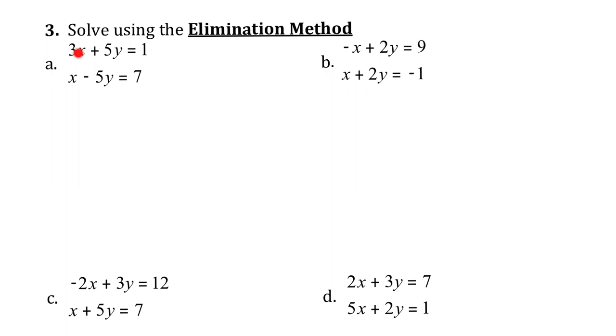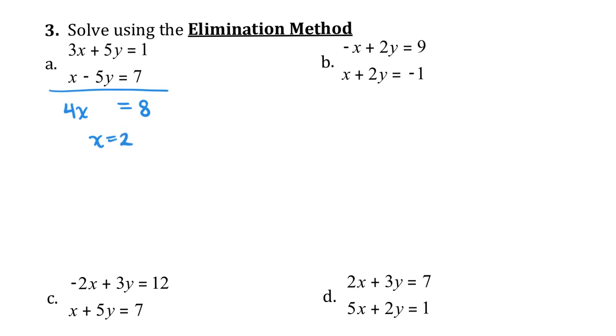So if I add down here, 3x and x don't cancel. If I add down here, 5y minus 5y will cancel. So I'm going to go ahead and add down. If I do 3x plus x, because this is a positive x, I get 4x. If I do 5y minus 5y, I get 0, so I'm going to leave it off. And if I add the 1 and the 7, I get 8. Now I have 4x equals 8. If I divide by 4, I get x equals 2. So I've already solved for one of them.